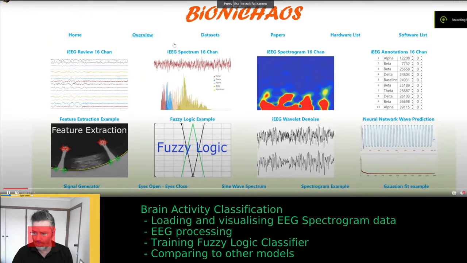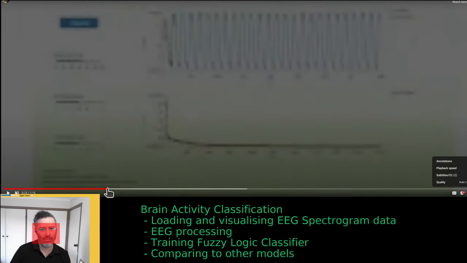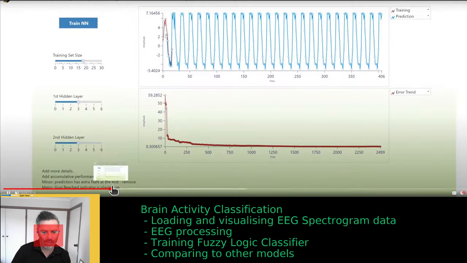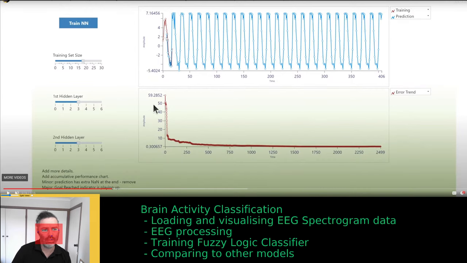Used to be, I don't know the quality, defaulting to... no, it's meant to be 1080p. Yeah, that's what it used to look like. You could set your training size, number of hidden layers, and it will do the noisy sinusoid and then the prediction of it, and show you the error trend.